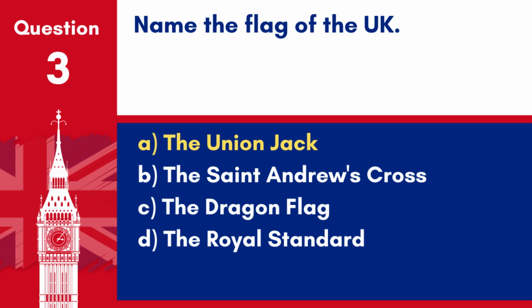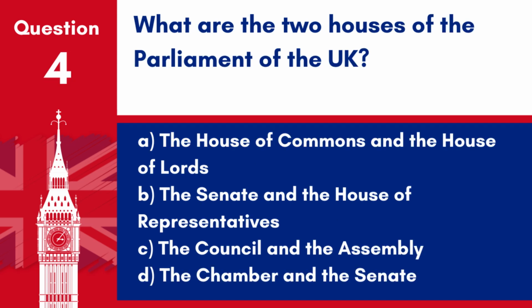Answer. A. The Union Jack. The national flag of the UK, known as the Union Jack, symbolises the administrative union of the countries of the United Kingdom. Question 4. What are the two houses of the Parliament of the UK?